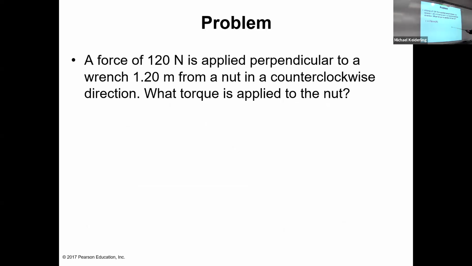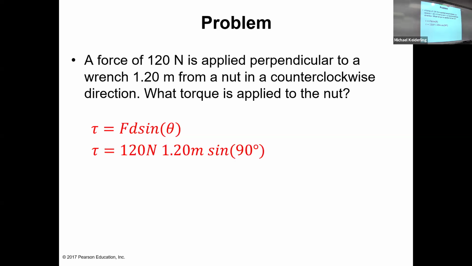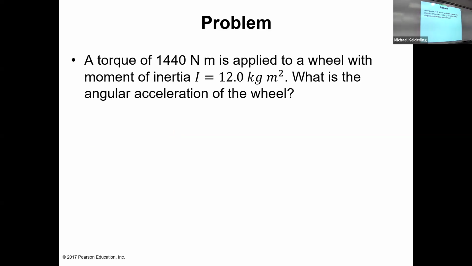Well, torque is force times distance times sine of the angle. Perpendicular, so the angle is 90 degrees, so the sine of the angle is 1. So that will be 120 newtons times 1.2 meters times the sine of 90 degrees, which is 144 newton meters. And this torque is positive because it's in a counterclockwise direction.